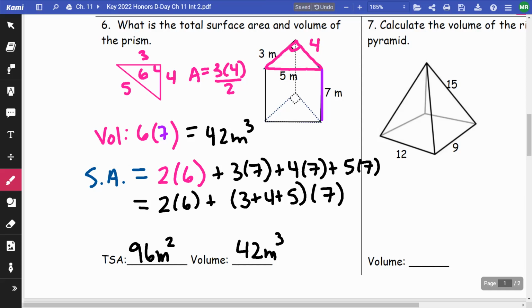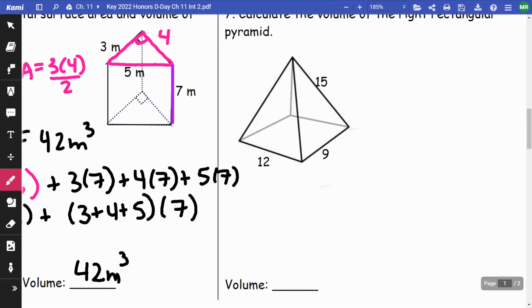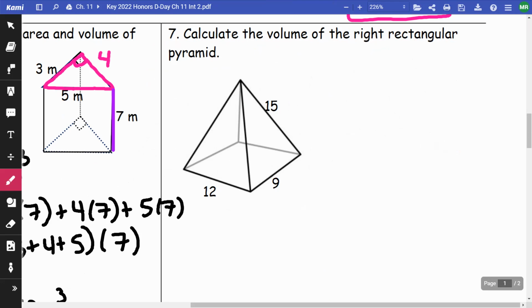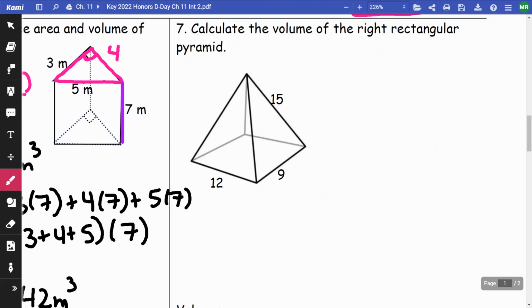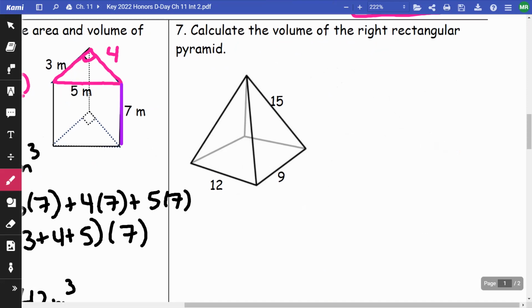So the next one is a pyramid. So I have to be careful. It is a pyramid, and I want to find just the volume for this one is all they're asking. Now, sounds easy, right? But I don't know the height. That 15 is not the height. And I have to be careful when I'm trying to work this out. There's a couple different ways I can go about it.